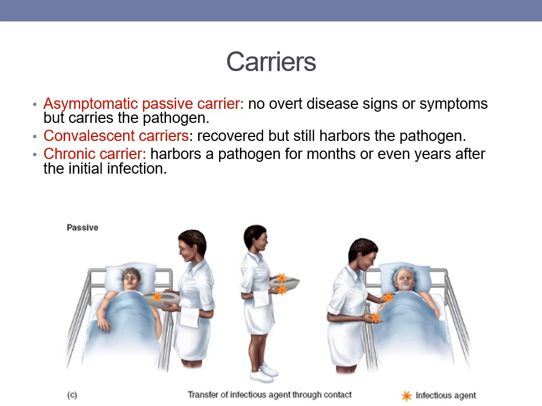Convalescent carriers are those who have recovered from their illness but remain capable of transmitting to others. And chronic carriers are those who continue to harbor a pathogen for months or even years after the initial infection.